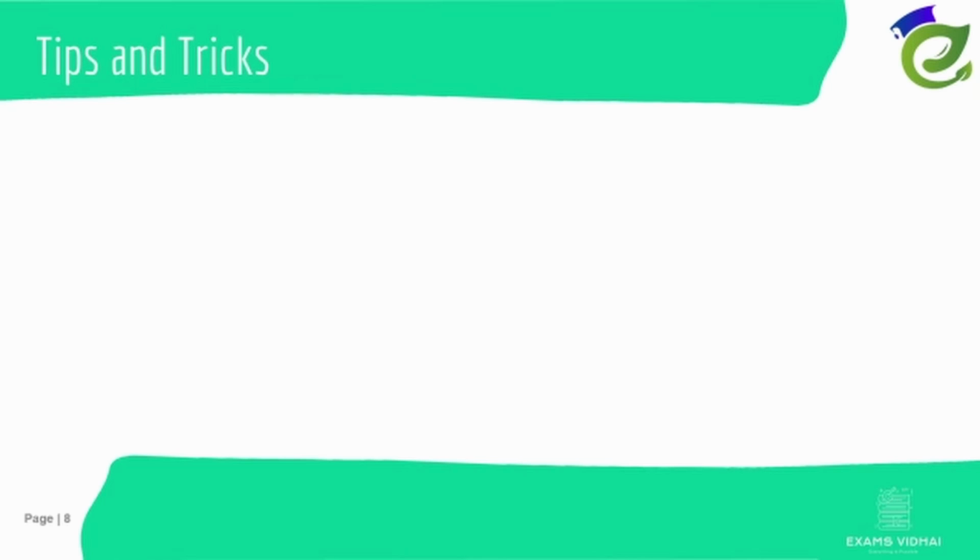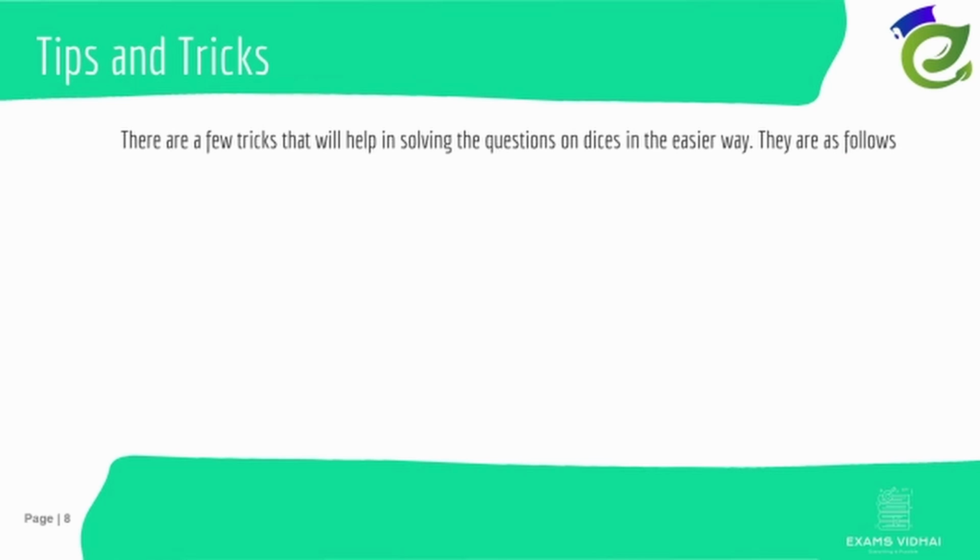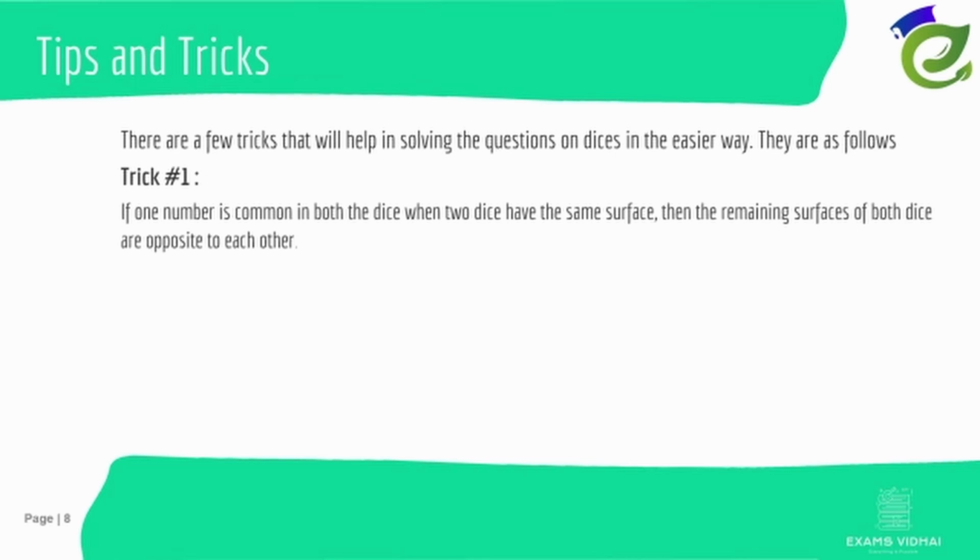Now, let's look into some tips and tricks. There are a few tricks that will help in solving the questions on dice in an easier way. They are as follows. Trick number 1. If one number is common in both the dice, when two dice have the same surface, then the remaining surfaces of both dice are opposite to each other.